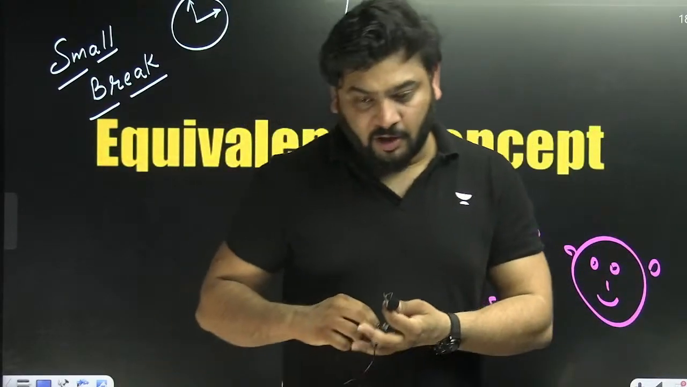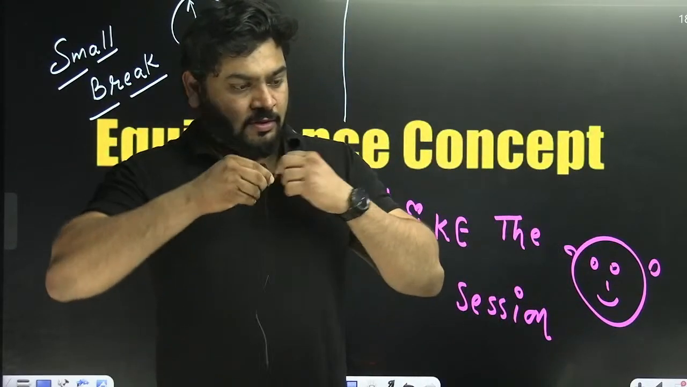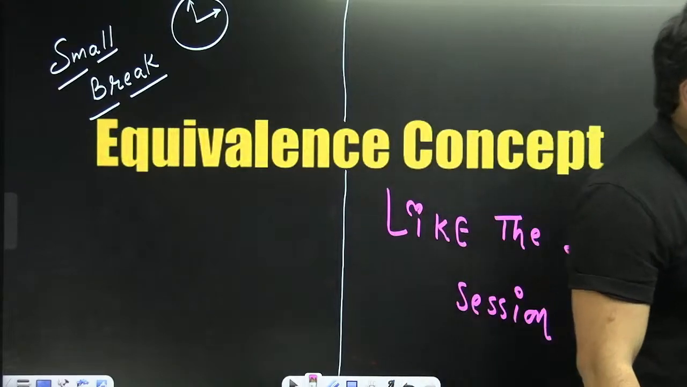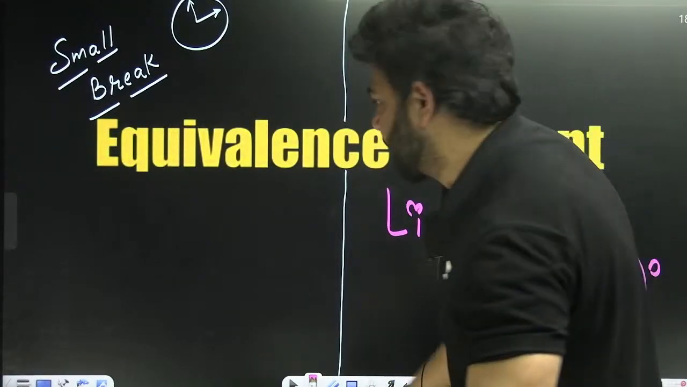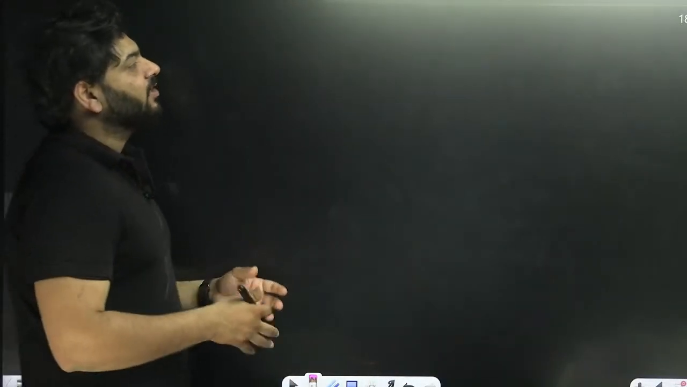So till now we have covered the first part of this chapter, that is balancing of redox reactions using the ion electron method or half reaction method. And now we'll come to the next part called equivalence concept. So guys, let me give you an idea. How can we relate the equivalence concept with mole concept?